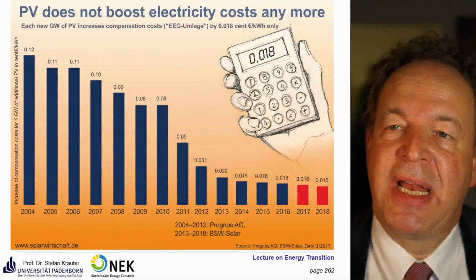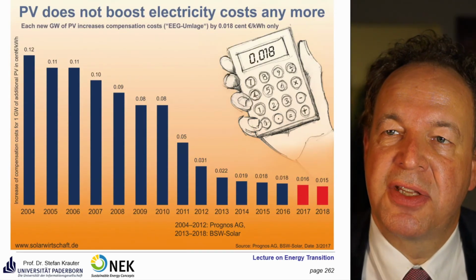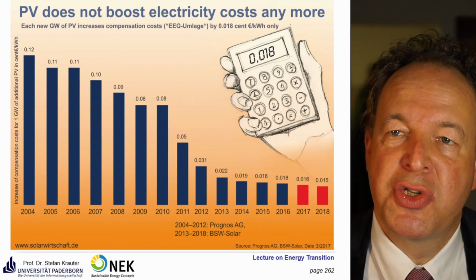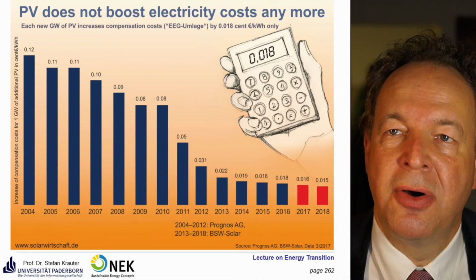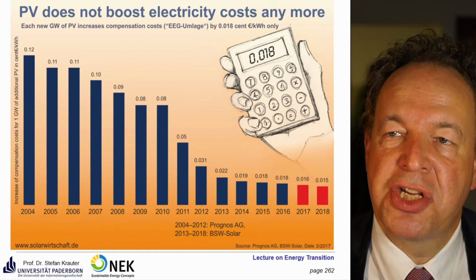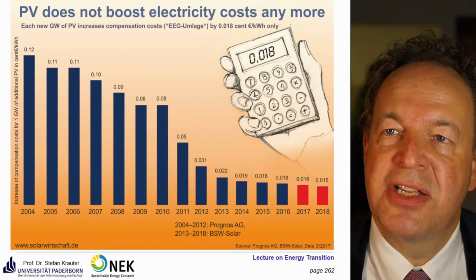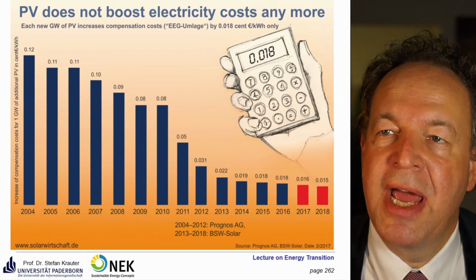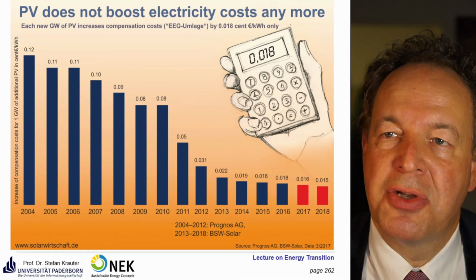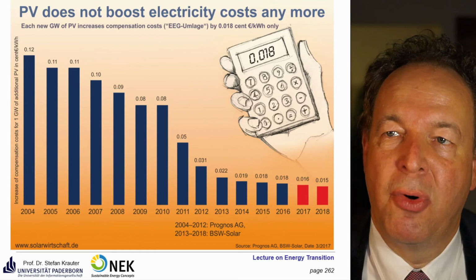Yes, there were a lot of complaints that photovoltaics makes electricity so expensive. Yes, it was true about 10-15 years ago, but nowadays each additional gigawatt of installed photovoltaics only adds a price of 0.018 cents per kilowatt hour, so it's almost not perceivable anymore.